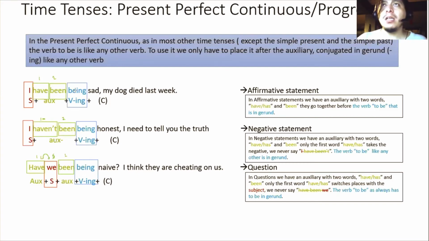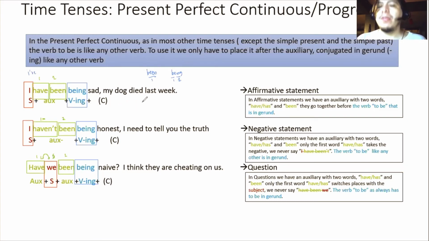The difference in pronunciation between been and being: been, the past participle, is only one syllable. Been, only one sound. When you say being, then you have two syllables: been, being, okay? I have been being, or I've been being sad.